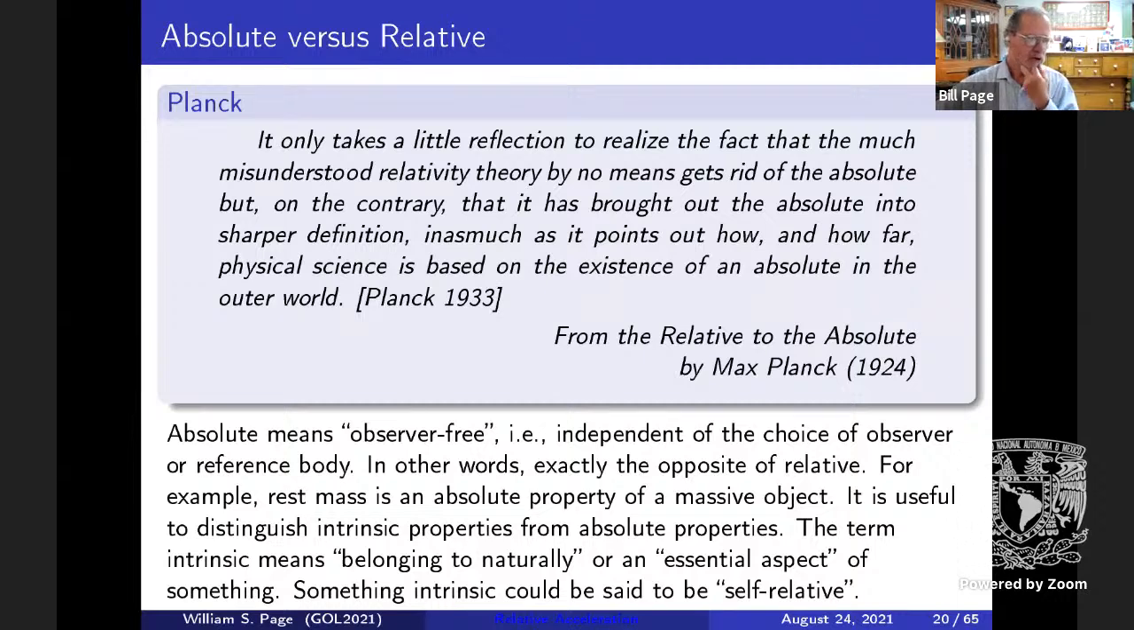So the word absolute is being used here as meaning free of the observer, like not dependent on any observer. There's another word that's also important, the notion of being intrinsic. It's like naturally belonging to something, or being an essential part of something. But intrinsic things are not the same as absolute things.